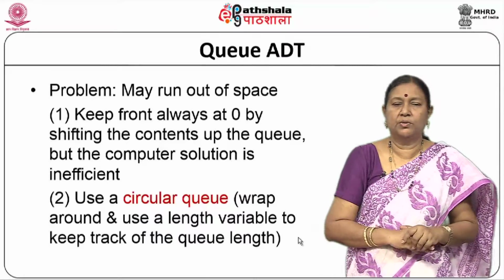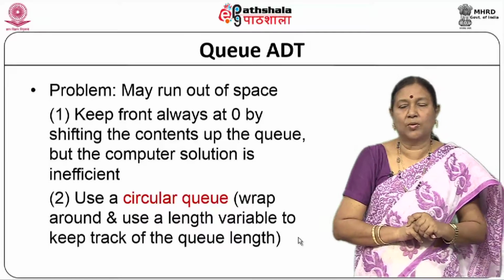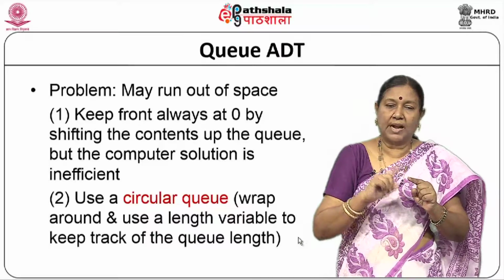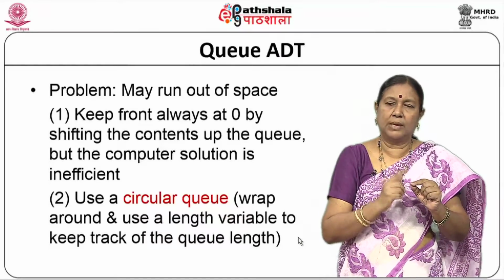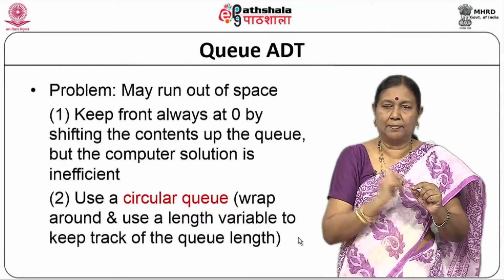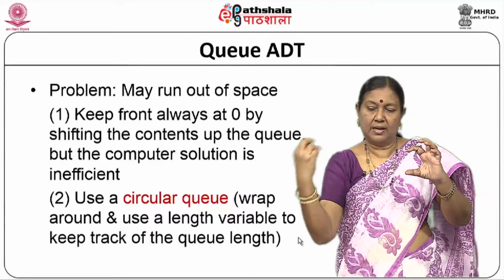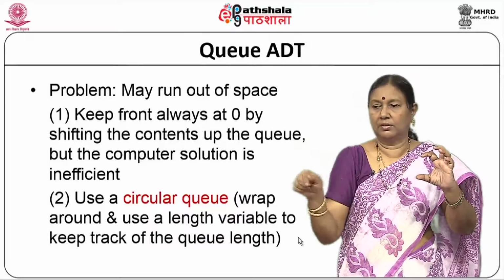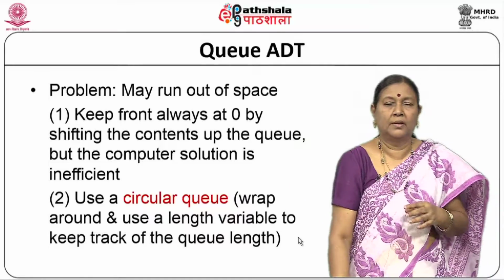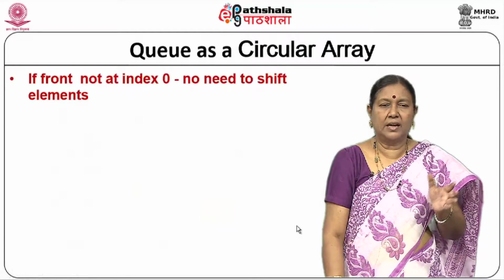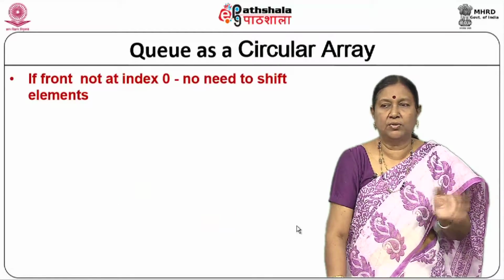So, what we do? We use what is called a circular queue or circular array to represent a queue, both are similarly used. So, you wrap around and use a length variable to keep track of the queue length. What it means is, this is a linear array. Now, when I reach the end, I go back here and continue here. So, that is what is called wrap. We will see it in more detail. So, if front is not at index 0, no need to shift elements.